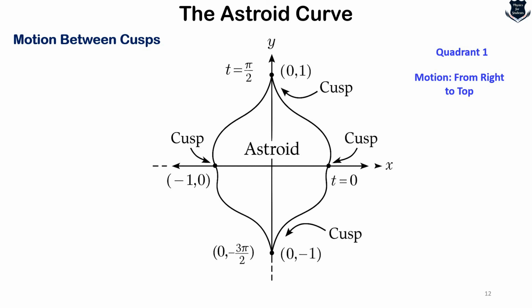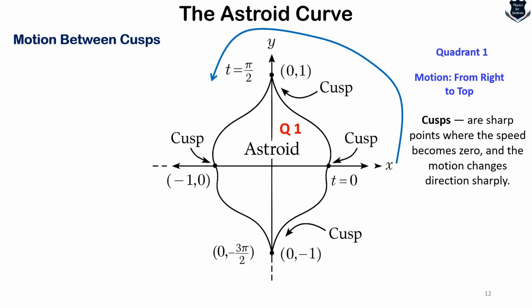So quadrant 1 is from right to top, right? So we are going from here to here. Again, I will show you from this part to this part. This is quadrant 1, so I have mentioned it as Q1. The cusps here are sharp points where the speed becomes 0. Then we move to quadrant 2, and it takes the shape from here and then down to here, from t equals pi by 2, and then the cusp comes over here.